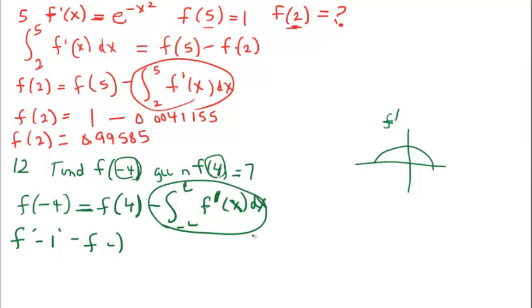I'm just going to leave it, and hopefully you understand the setup here is to take 7 and subtract the value of the integral, which you'd find by using the area formula for a circle. So just a little example of the different types of problems that you might be asked to do using the FTC.